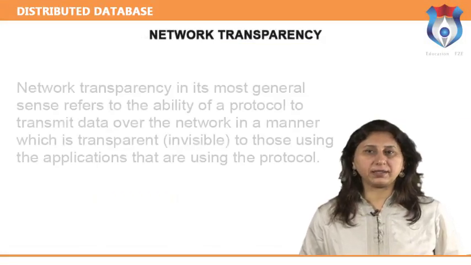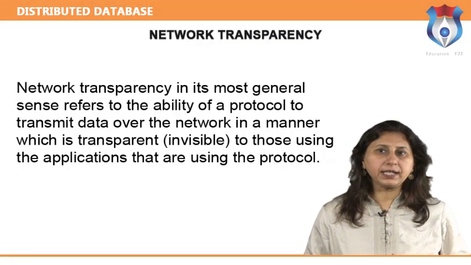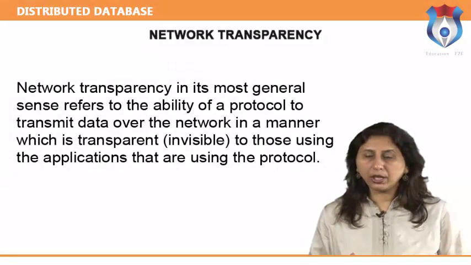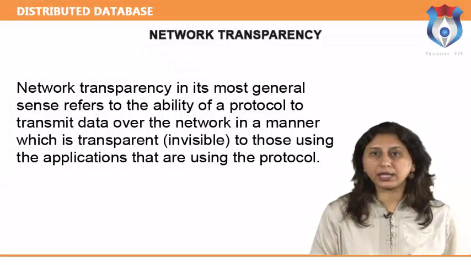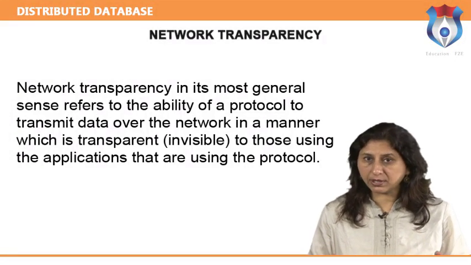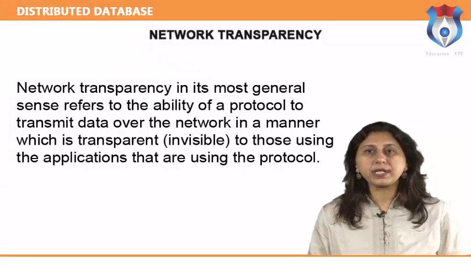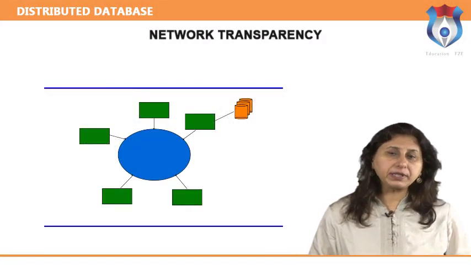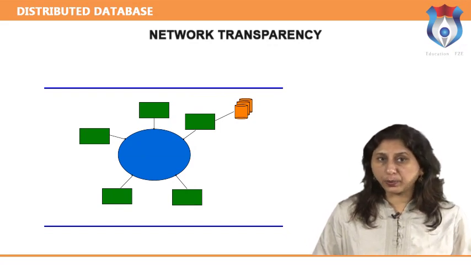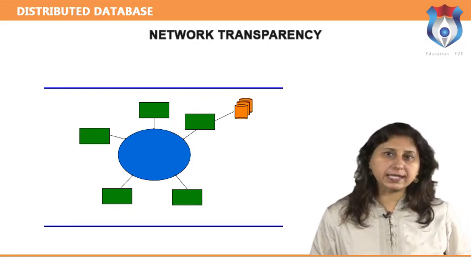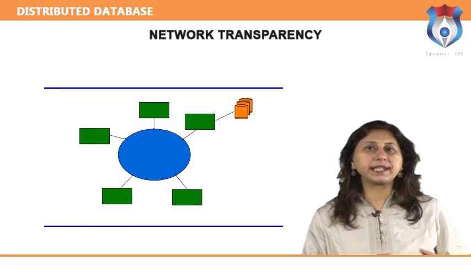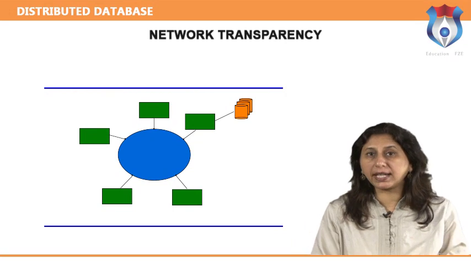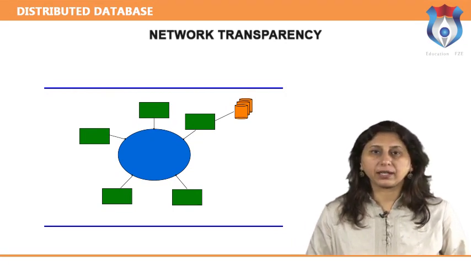Network transparency. Network transparency, in its most general sense, refers to the ability of a protocol to transmit data over the network in a manner which is transparent, invisible to those using the applications that are using the protocol. The term is often applied in the context of the X window system, which is able to transmit graphical data over the network and integrated seamlessly with applications running and displaying locally.